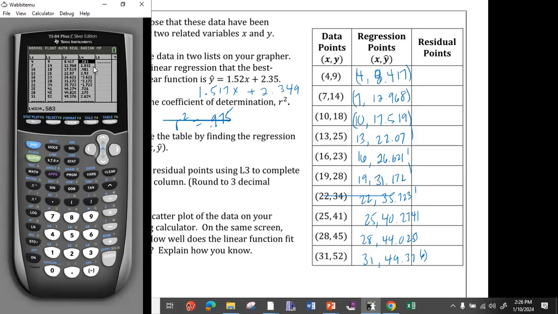If your residual, going back to what we said about being positive, if my residual is positive, what does that mean? My error is what? Under or over? Under, there you go. A positive residual means it's an underestimate. A negative residual means it's an overestimate.